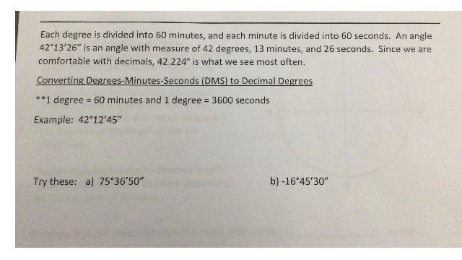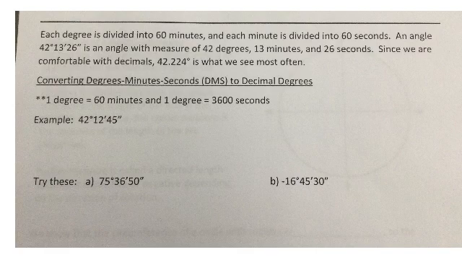Okay. An angle could be called 42 degrees, 13 minutes, and 26 seconds. That's what those little tick marks mean. That's degrees, that's minutes, that's seconds. Since we are comfortable with decimals, instead of seeing 42 degrees, 13 minutes, and 26 seconds, our calculators would give us 42.224 degrees. And that's what we see most often. So we're going to do some examples of converting.